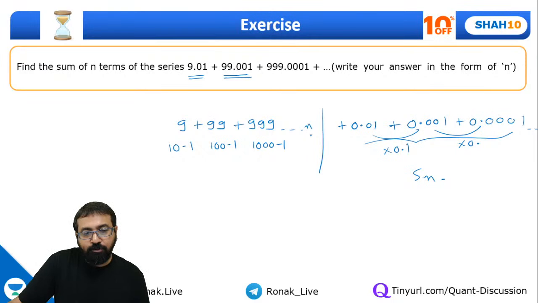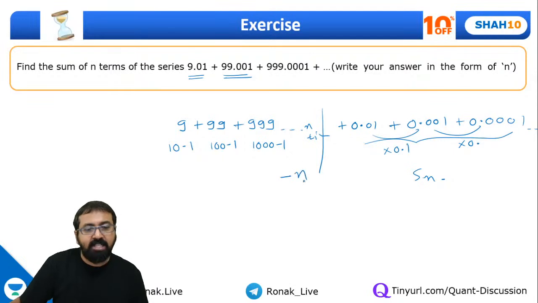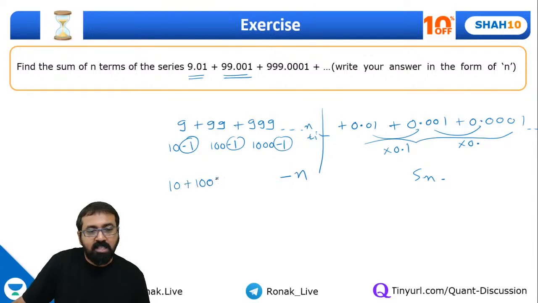So if I do it for n times, can I say I'll have minus 1 minus 1 minus 1 for n times? So if I write minus 1 minus 1 minus 1 for 5 times, it will be minus 5. So if I write for n times, can I say it will be minus n? So all this minus 1 have been taken care of. And what are we left with now? 10 plus 100 plus 1000 up to n times.